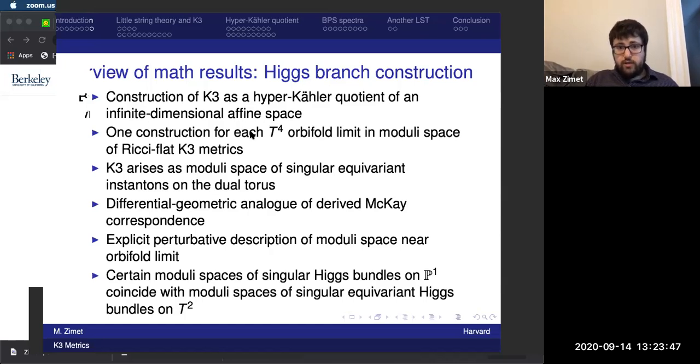There's one such construction corresponding to each torus orbifold limit in the moduli space of Ricci-flat K3 metrics. In principle, we expect that each of these constructions will cover the entire moduli space of K3 metrics, but they'll be particularly useful near their corresponding orbifold limit, because in that limit there's a perturbative formalism one can use in order to explicitly describe the solution of this hyper-Kahler quotient.